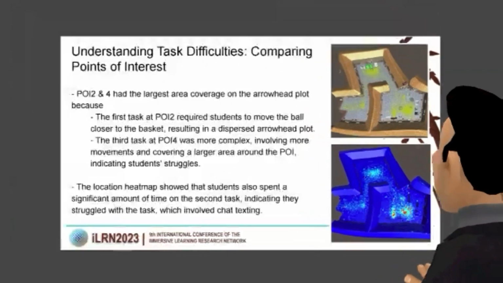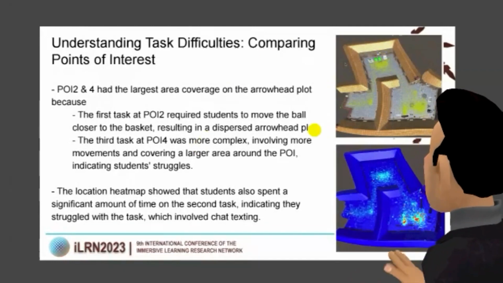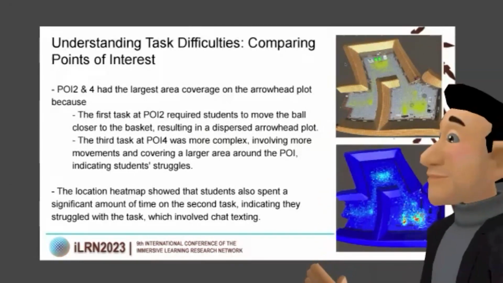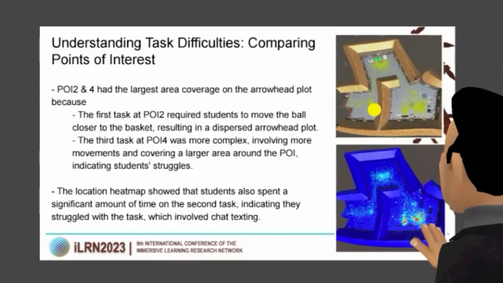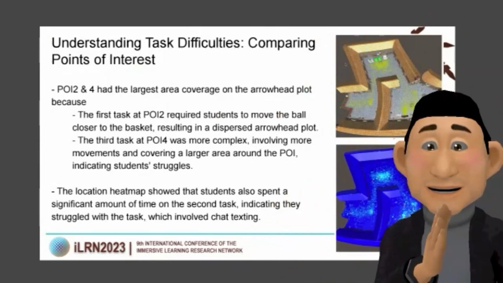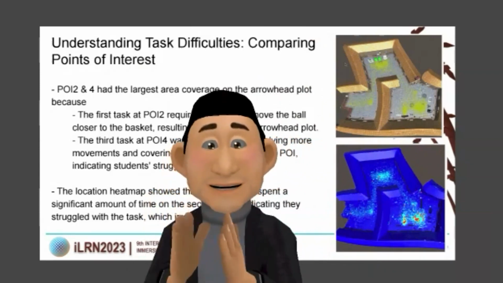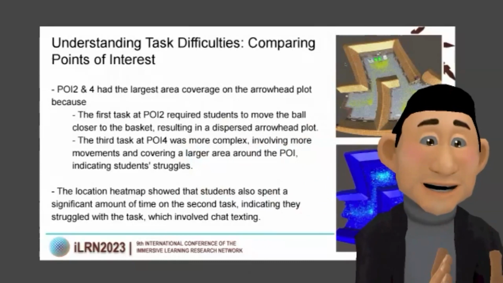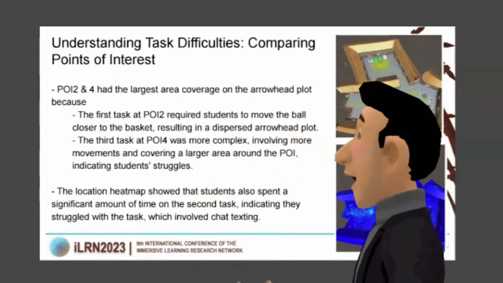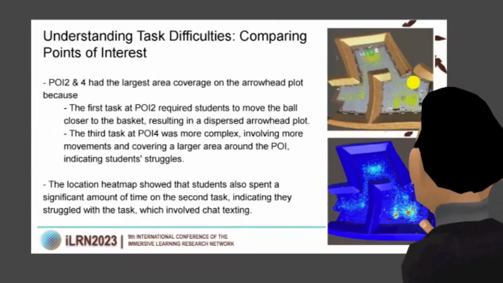Let me explain a bit more about this finding. Like I said, point 2 and point 4 have the largest area coverage on the arrowhead plot. I think that was because the first task at point 2 required students to move the ball closer to the basket. That means you pick the ball first, then you move this way, then in front of the basket you put the ball into the basket. That means you don't stay in one location. You move this way to move the ball and put it into the basket. That's why it shows a more dispersed arrowhead plot. And it was similar on point 4 as well.